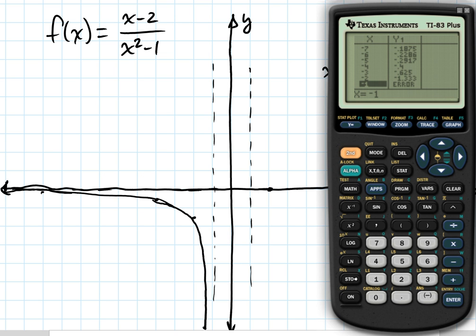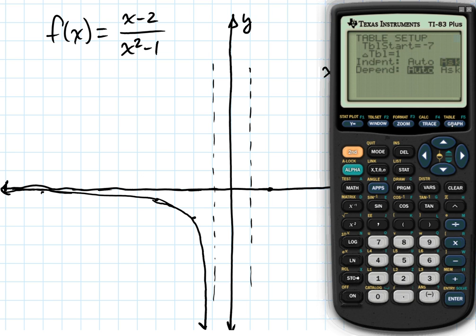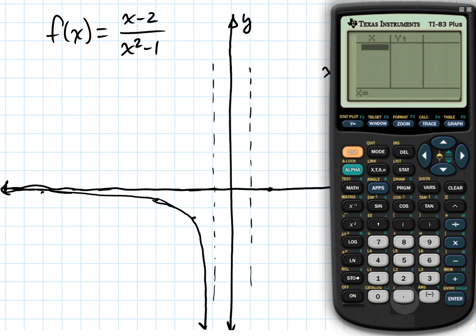Now, I want to set this table up a little bit differently so I can type in some values I want to see. Right now it's set to auto. I'm going to let it ask me the values I want to see, because I want to put in a couple more values here. So let me go back to my table now. Oops. Not that table. And let's see. Let's put in negative 0.5. So at negative 0.5, this thing is at 2.